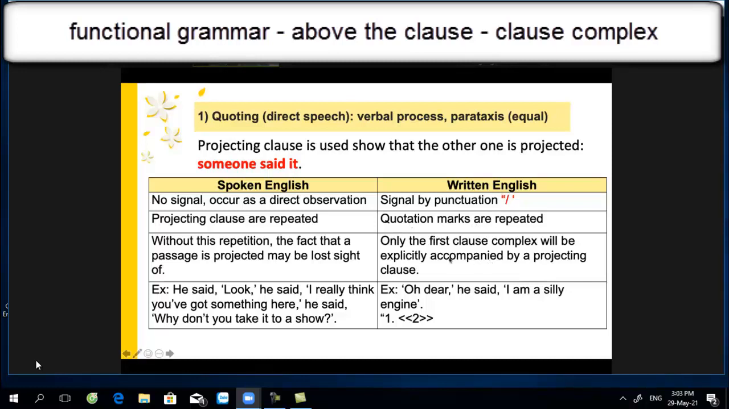But the protecting clause, like "he said" here, is only used once after the first clause. For example, "Oh dear," he said, "I am a silly engine." I use "he said" only once, I don't repeat it, right? And "he said" is placed after the first clause, "Oh dear." Yeah.